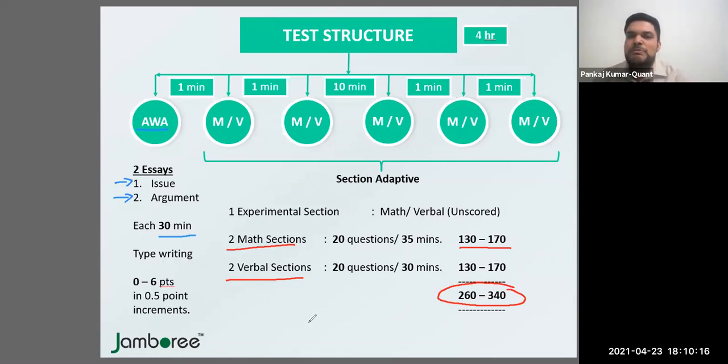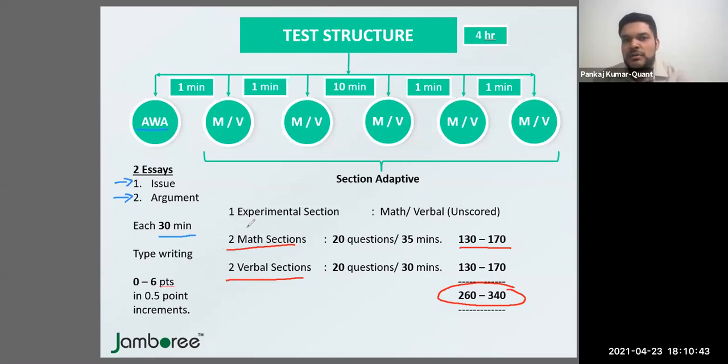Here, in each math section, you will get 20 questions to answer in 35 minutes, while in each verbal section, you'll get 20 questions in 30 minutes. There's a difference of 5 minutes. You're getting an extra 5 minutes in quant. But I said 5 sections. How come 5 sections? I said 2 math and 2 verbal sections. How come 5 sections? There is going to be one more section, and that is going to be an experimental section.